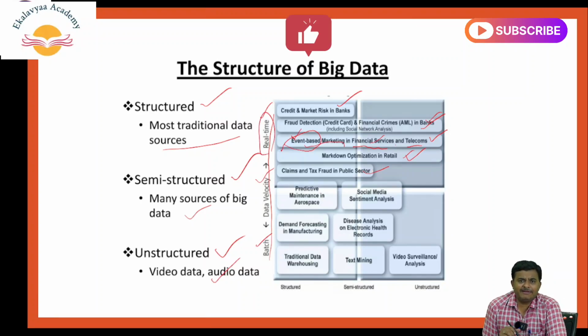Next, data velocity. Predictive maintenance in aerospace. That is, it helps continuously analyze the data and helps you in maintaining the predictive database in aerospace applications. And then social media sentiment analysis.